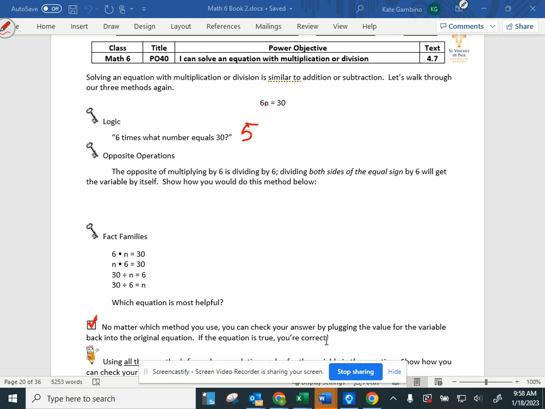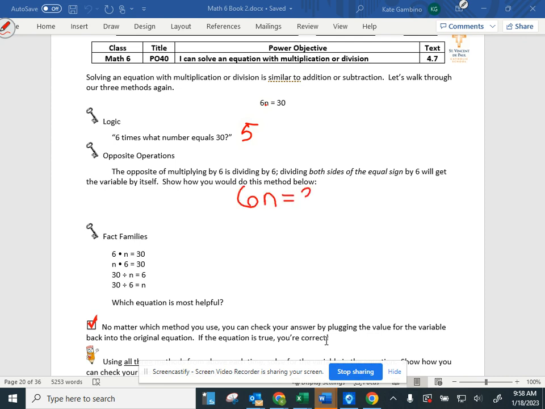The opposite of multiplying by 6 is dividing by 6. Just like with the adding and subtracting, what you do to one side, you have to do to the other side of the equal sign. So we have to divide both sides of the equal sign by 6. We'll get the variable by itself. So this is how that works.